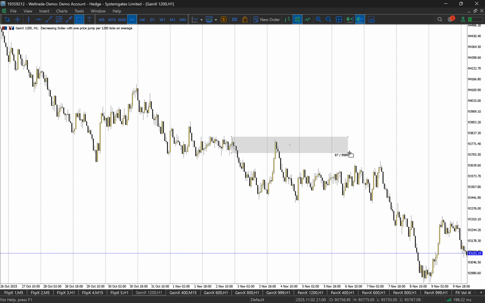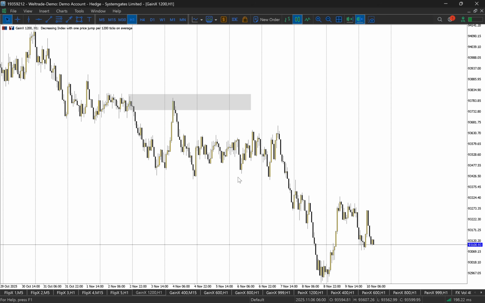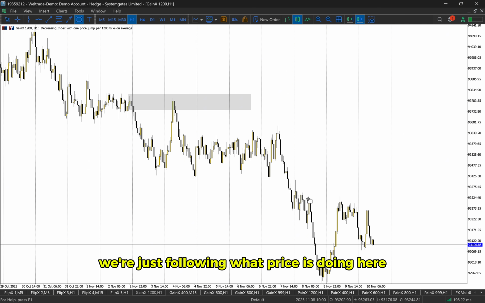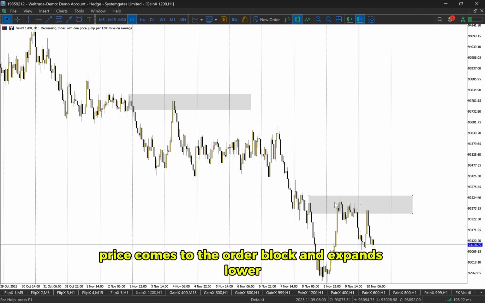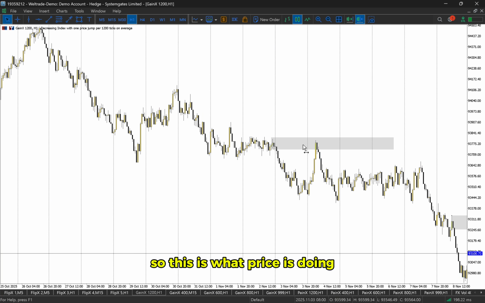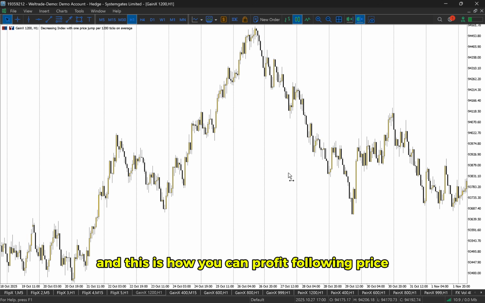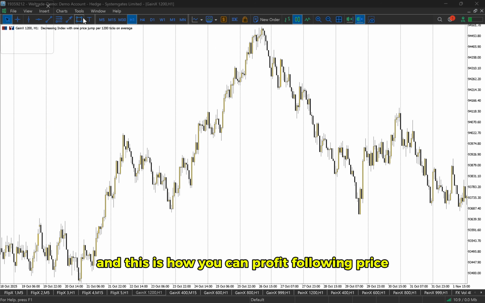So this is an order block right here. Price goes to the order block, comes down, right? This is what price is doing. So this is just following price. We're just following what price is doing here. And in this particular area, price comes to the order block and expands lower. So this is what price is doing. And this is how you can profit following price like this.